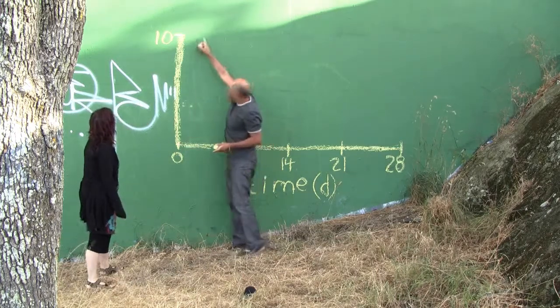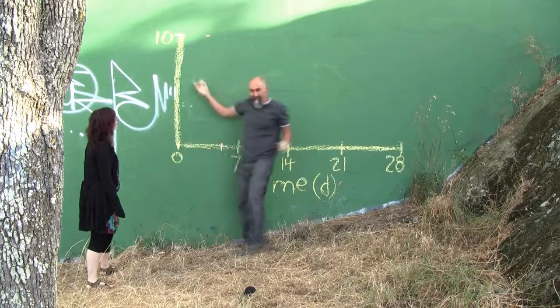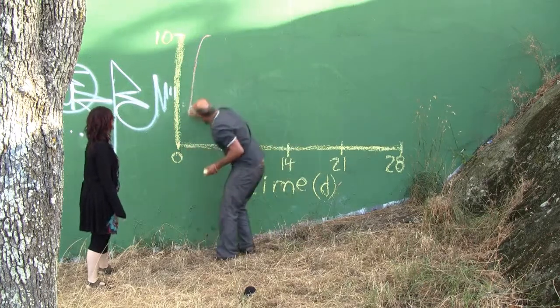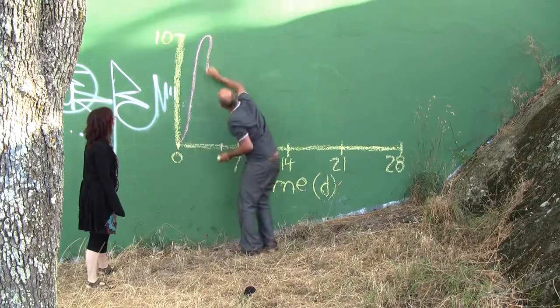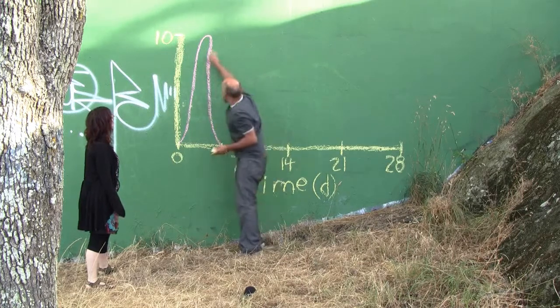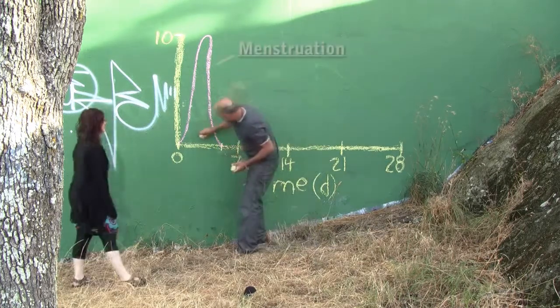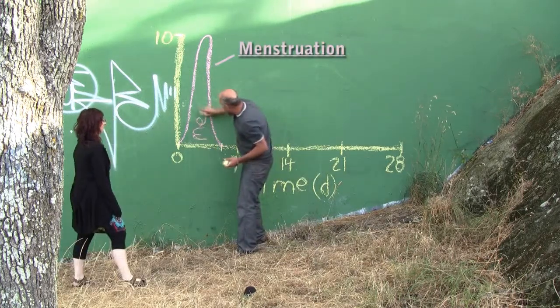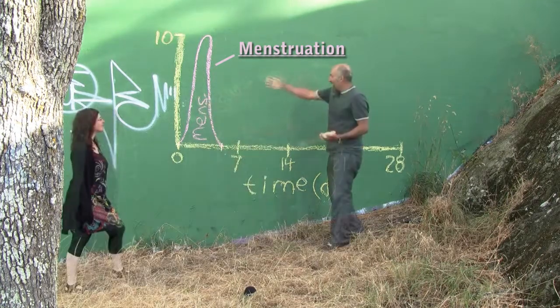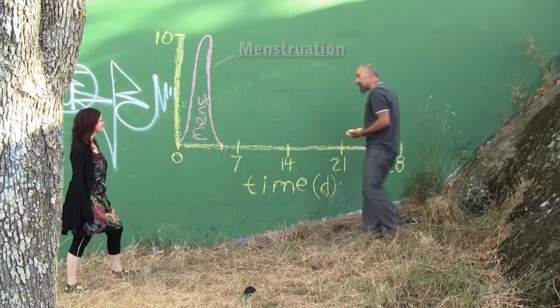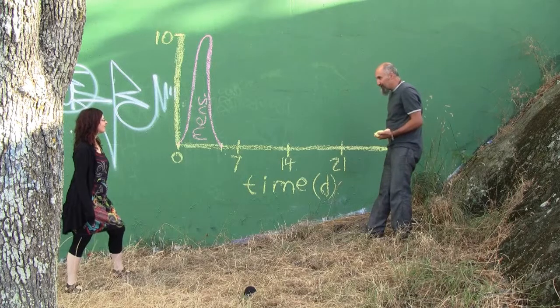So what we're going to do is kick this up as a bell shape all the way up to the center point, the peak being, you can't miss it, it's happening. And this is menstruation, and this happens approximately every 28 days.